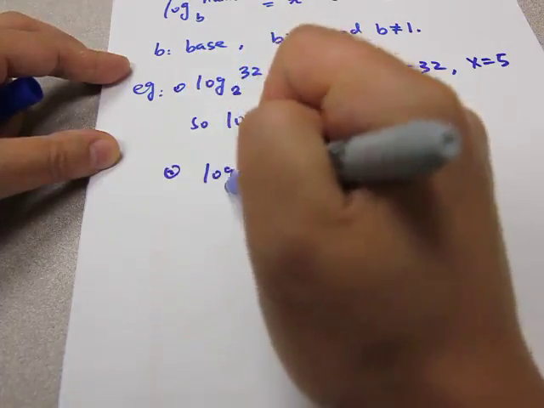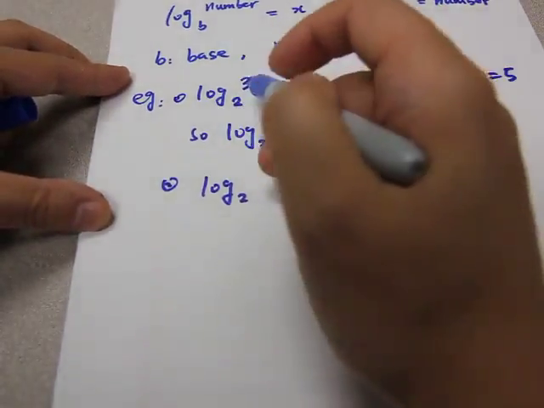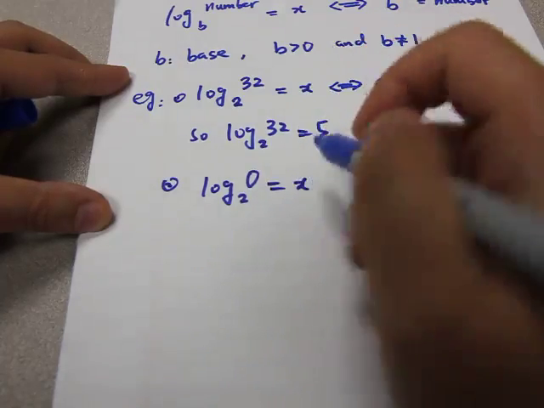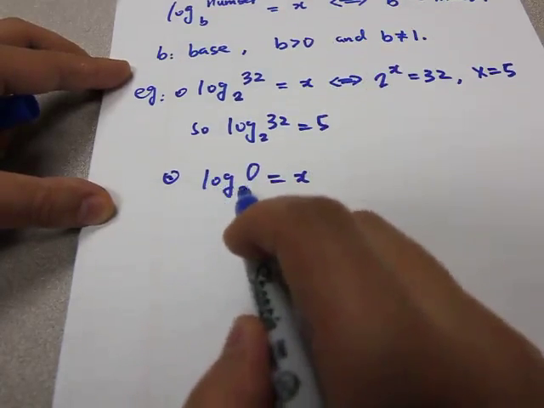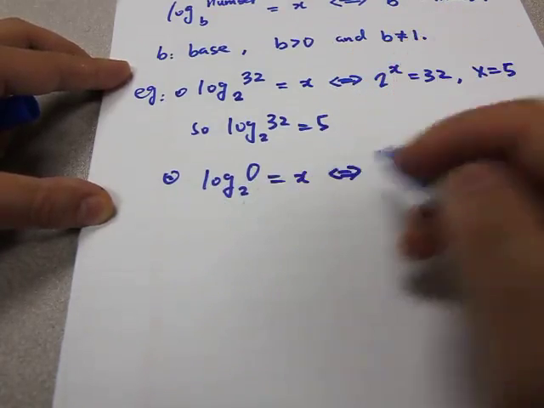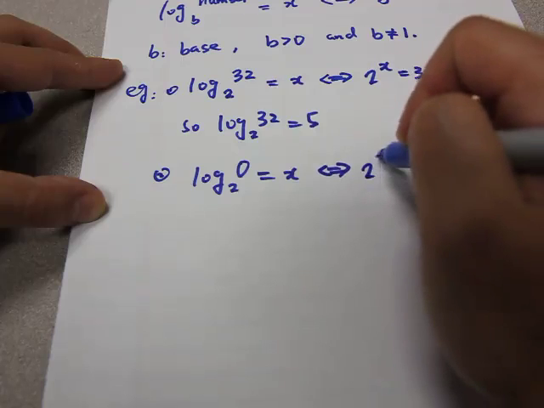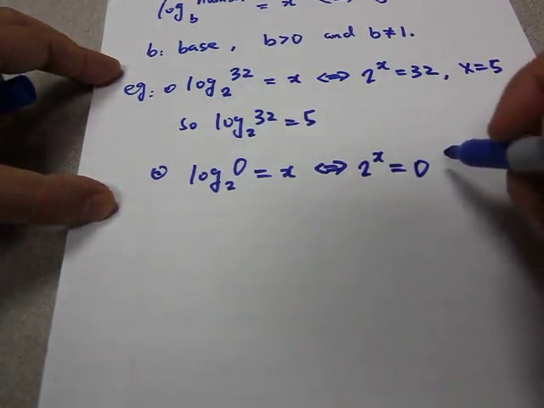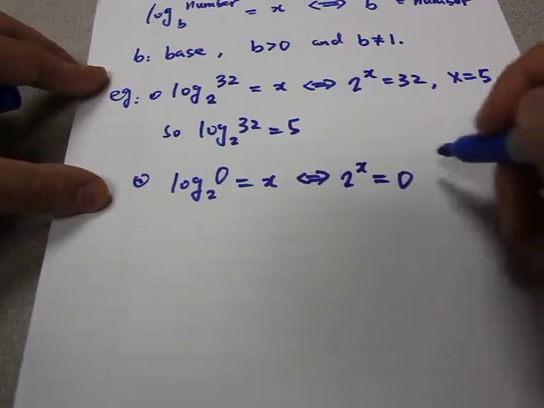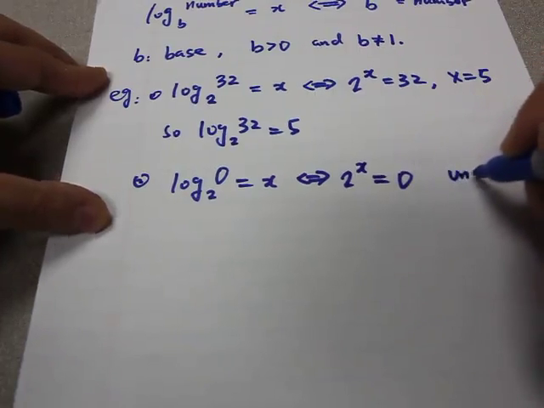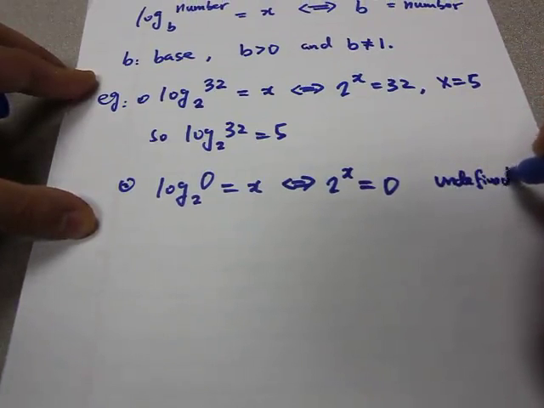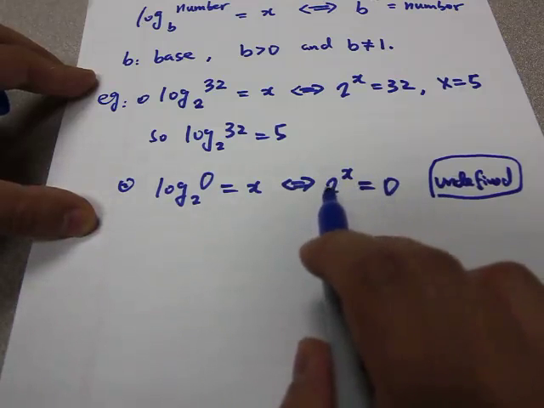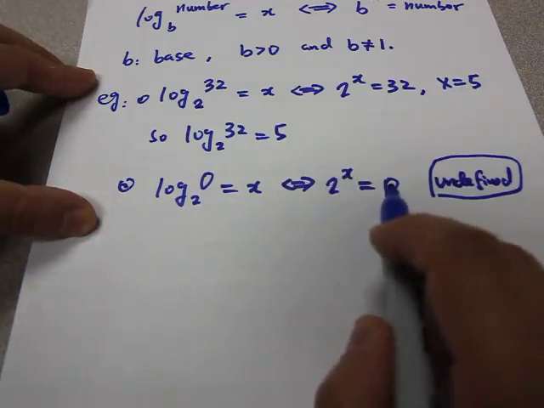Now let's see if I can choose 0 as this number. Now log 2 of 0, this is equivalent to 2 to the x equals 0. Well, in this case, the x is undefined because we couldn't find such an x when 2 raised to the power of this x, the result is 0.